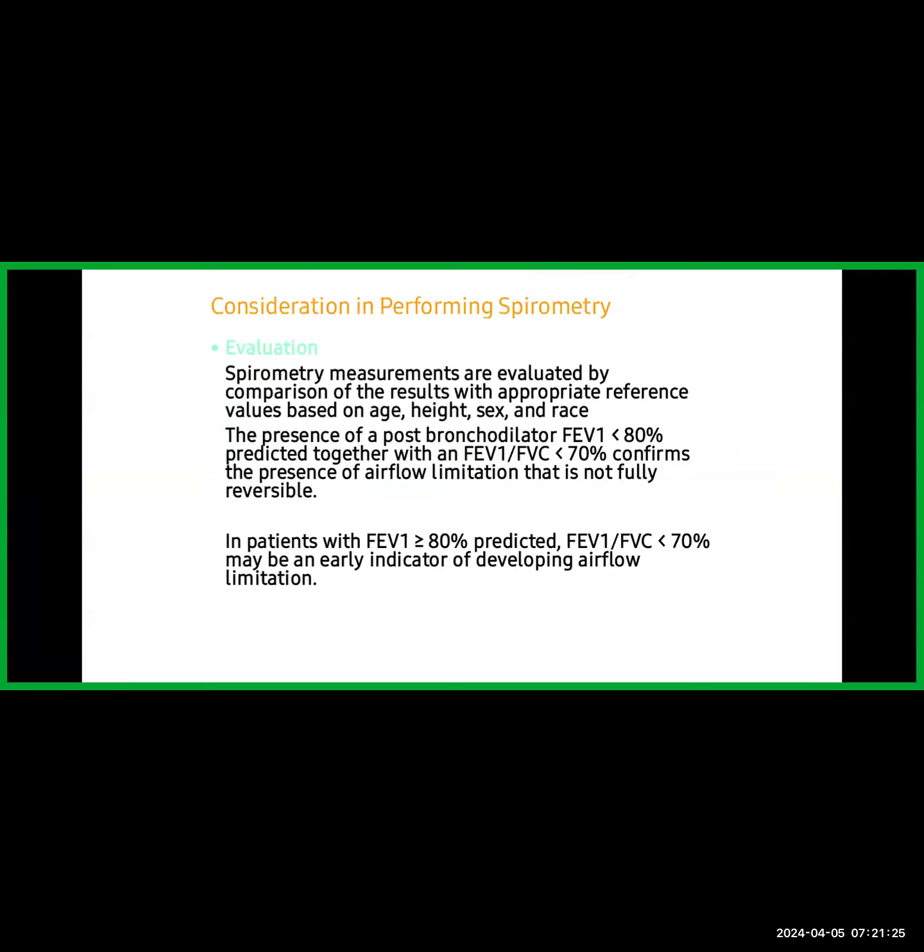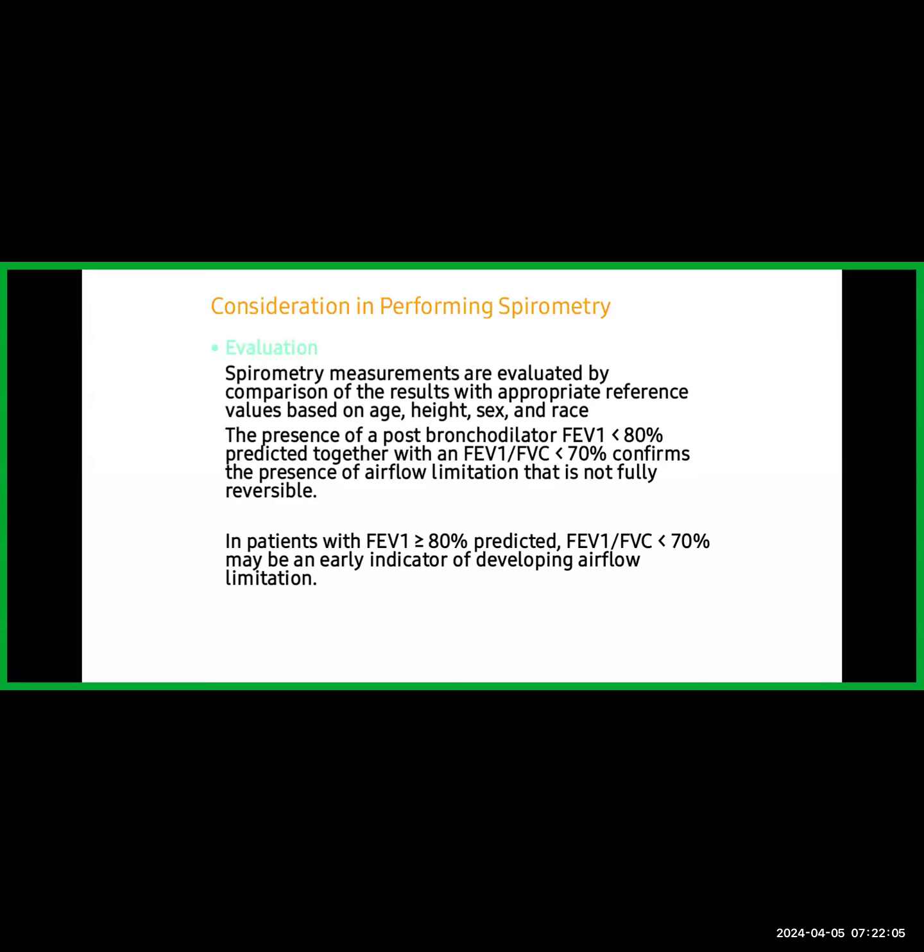So what are the considerations in performing spirometry? Spirometry measurements are evaluated by comparison of the results with appropriate reference values based on age, height, sex, and race. And we have to know that in a normal population, there is a decline in FEV1 when we attain 30 years, or 40 in some recommendations. However, in COPD, there is an exaggerated decline after achieving those years. And the presence of post-bronchodilator FEV1 of less than 80% predicted, together with FEV1/FVC of less than 70%, confirms the presence of airflow limitation that is not fully reversible.